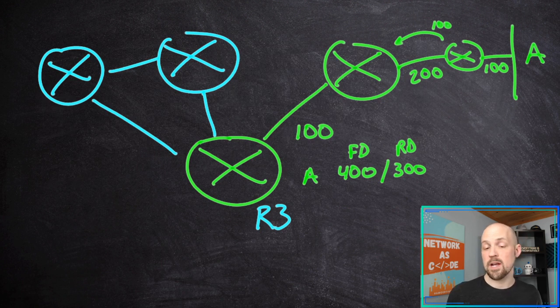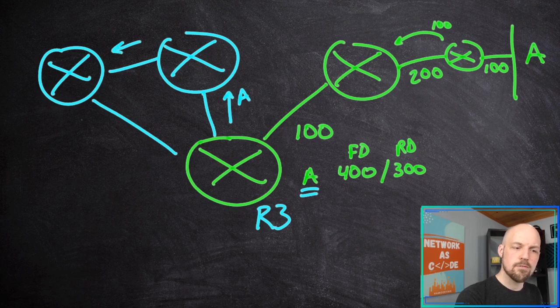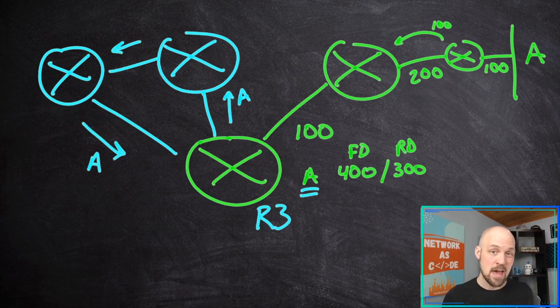So what am I going to do? I've got this route to A. Now it's in my routing table. I've installed it in my routing table. I'm going to advertise A out to these neighbors. And they're going to eventually cycle this back around and tell me that they have a path to network A. This is the nature of distance vector protocols. Again, routing by rumor, right?